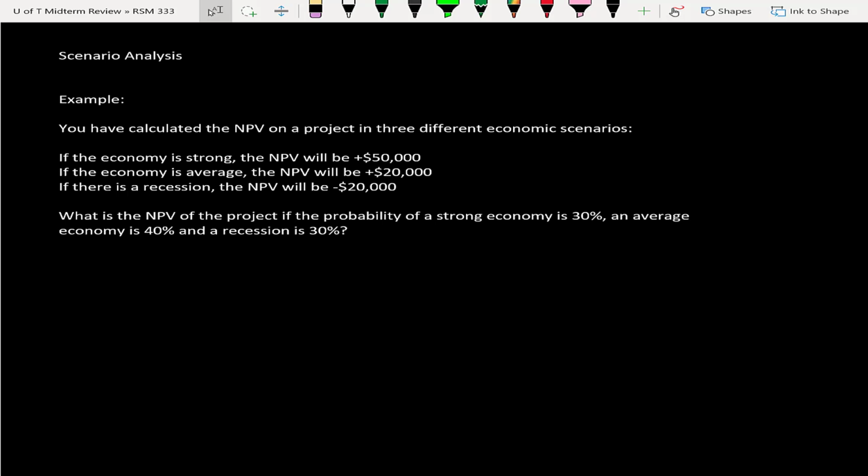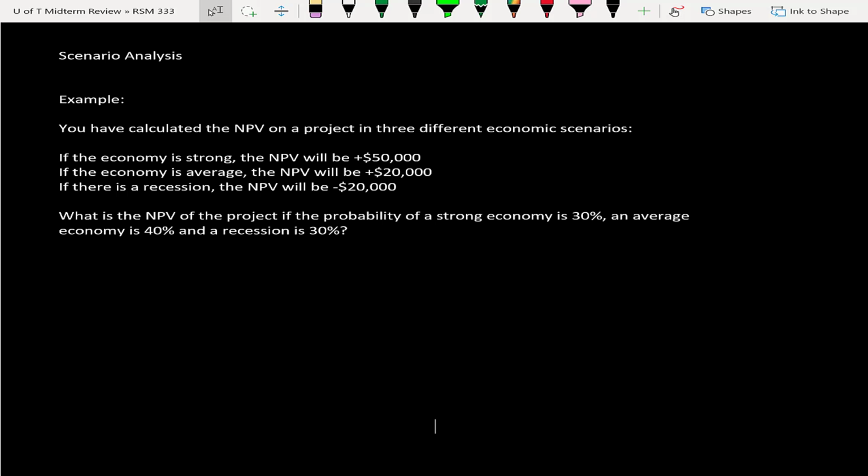So we've completed the first analysis, the break-even. So let's do the second one now, scenario analysis. And this one is exactly how it sounds. You look at various scenarios in which a project can exist and determine whether it makes sense to do it or not. The easiest way to do this is, let's just do a couple of examples.